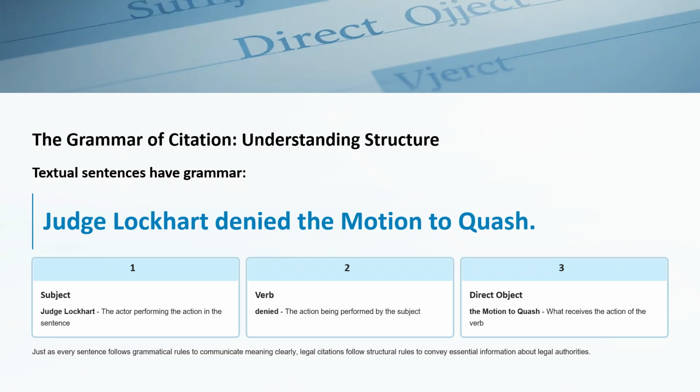Citations have a structure just like sentences have a structure. And so there is a grammar to citation just like there is a grammar to textual sentences. Just like textual sentences have to have certain components to be a complete sentence, citation has to have certain components to be a complete citation. For a textual sentence, a standard sentence might have a subject, a verb, and a direct object.